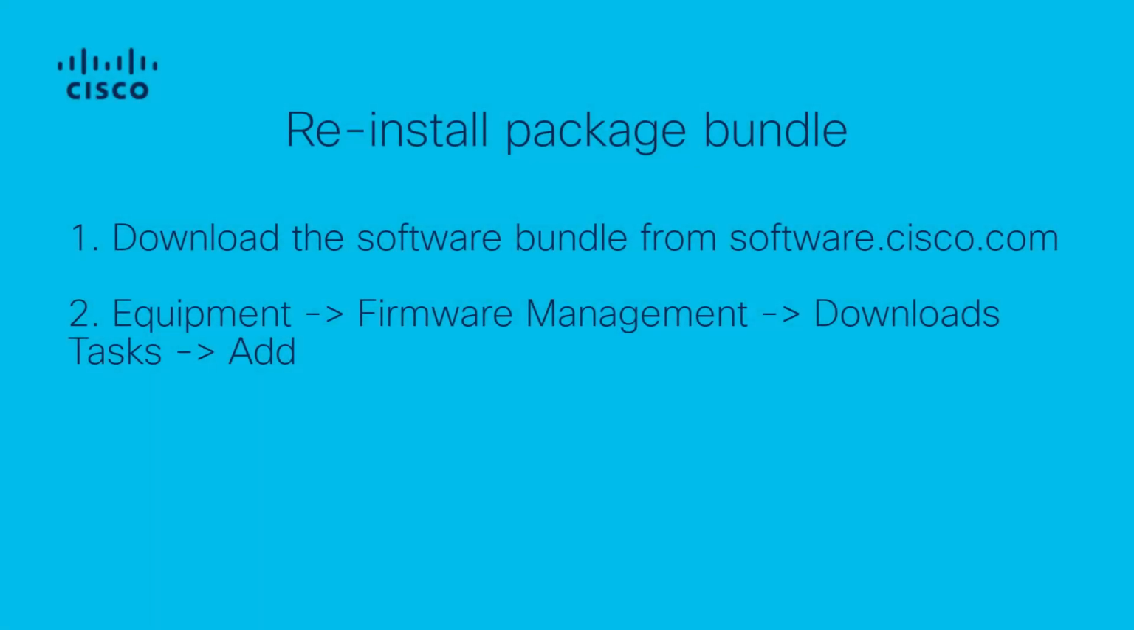The first method is to reinstall the package bundle. Go to software.cisco.com to download the package bundle. Then from UCS Manager, navigate to Equipment, Firmware Management, Download Task. Then click on Add near the bottom of the screen to download the bundle onto the UCS Manager.